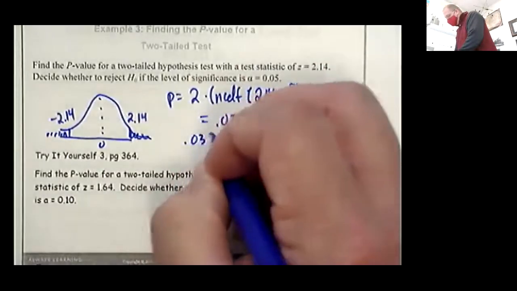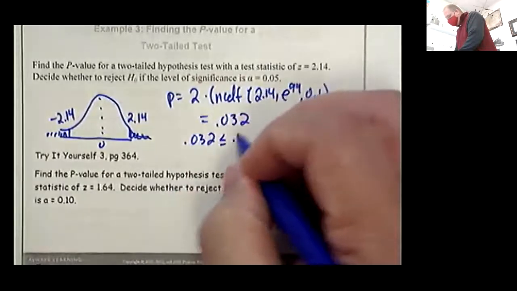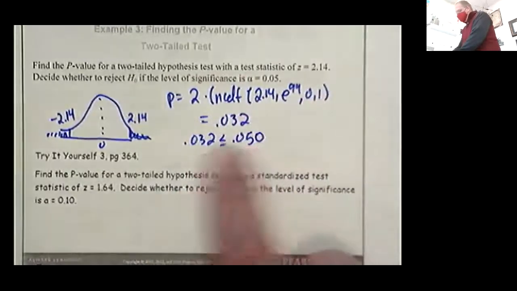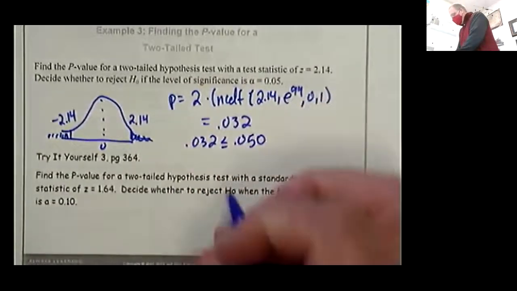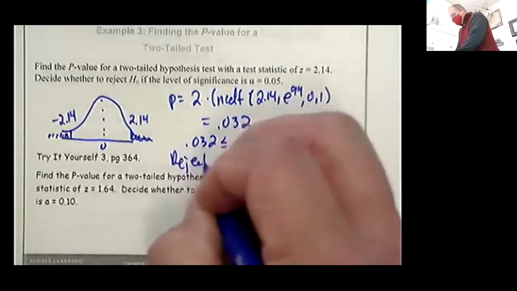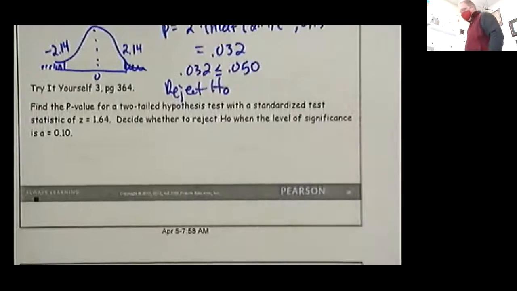So that's 0.032. Is that less than or equal to our alpha of 0.05? So yes, 32 is smaller than 50. So yes, we're going to reject the null hypothesis. Go ahead and pause the video and try yourself 3 and see how you do.